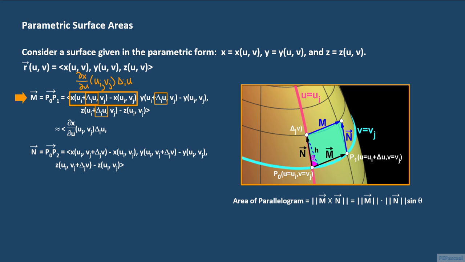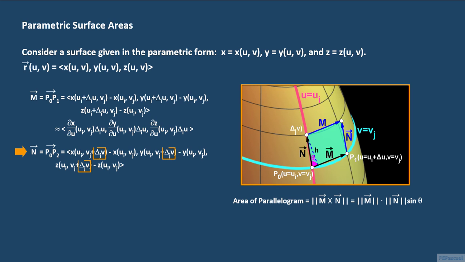We approximate the y and z components in a similar fashion. We do something similar for the vector n, but this time, since the change is in the parameter v, the differentials will be with respect to the parameter v. We use these differential formulations for the vectors m and n and write the cross product of m and n as a determinant accordingly.